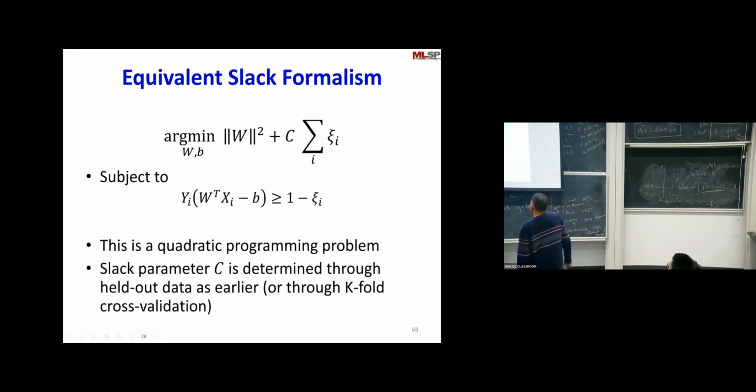So there's an equivalent formulation. I mentioned the slack variable earlier. There's an equivalent formulation which is exactly the same as before. Nothing has changed. Instead of minimizing the square norm of W plus lambda times the distance, I can just say I'm going to minimize the square norm of W plus C times the slack variable, subject to every point being no greater than the slack variable distance from the boundary. That's correct. These two are exactly the same solution, yes.